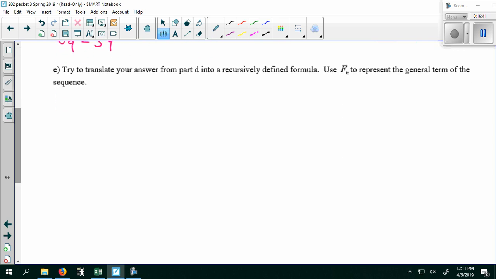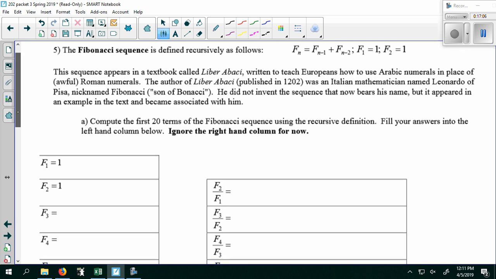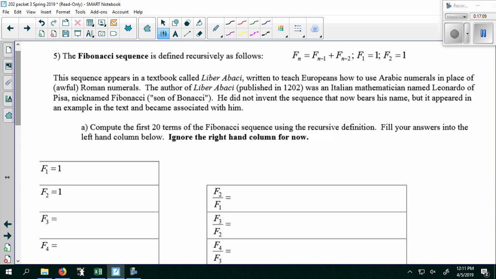Okay, try to translate your answer from part D into a recursively defined formula. Use Fn instead of Gn to represent the general term of the sequence. So the nth number in the list is the sum of the previous two. So the one right before the nth is the n minus first, and the one before that is the n minus second. And then you also need to define the starting values, F1 and F2.